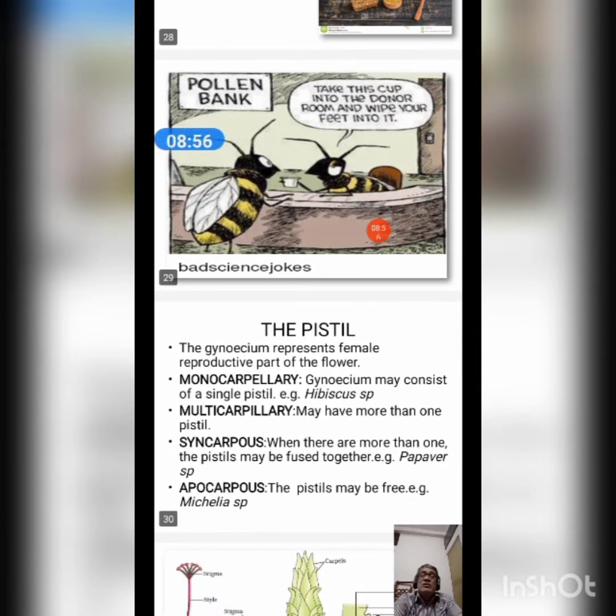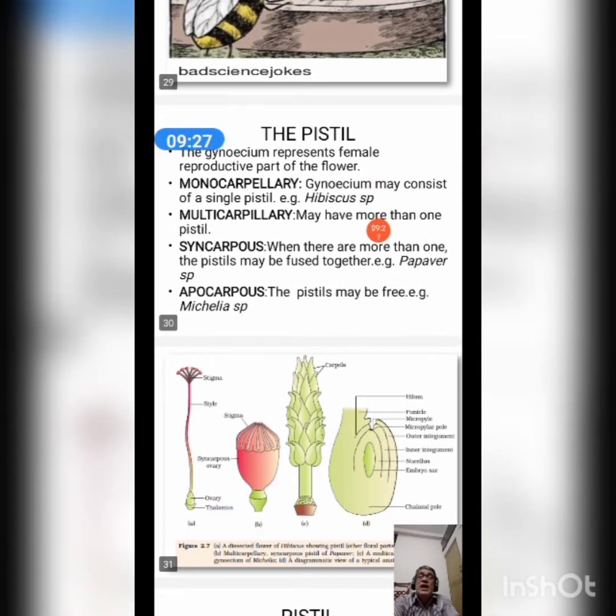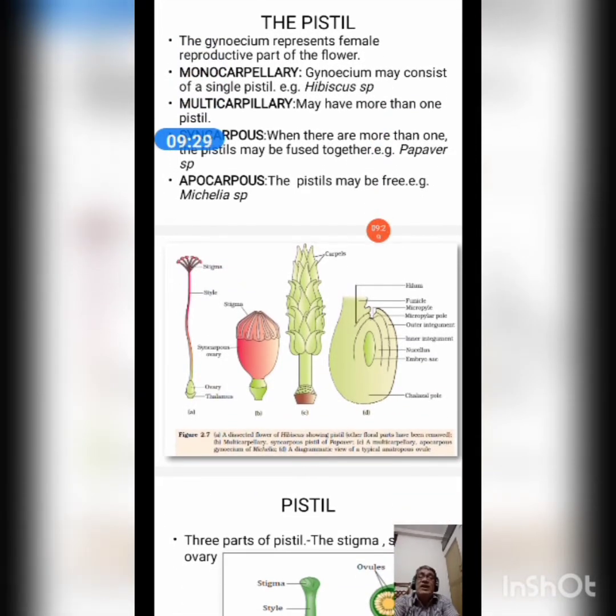So now let us discuss the pistil. The gynoecium represents the pistil, that is the reproductive part of a flower, which is the female reproductive part. So there are types. Monocarpellary means the gynoecium may consist of a single pistil, hibiscus species. Multicarpellary, more than one pistil. Syncarpous, when more than one pistil may be fused together, that is Papaver species. Apocarpous, pistils may be free, Michelia. There you see the variety of that.